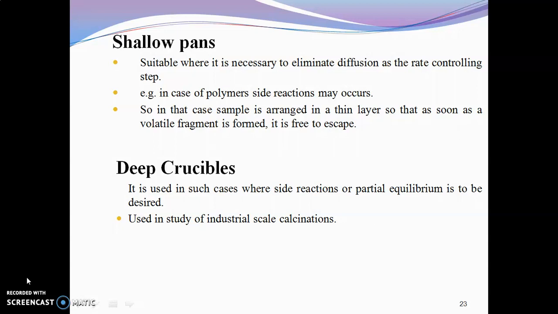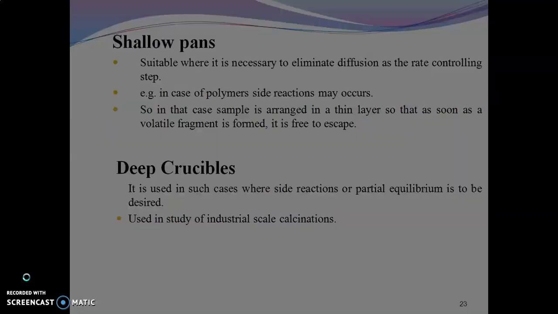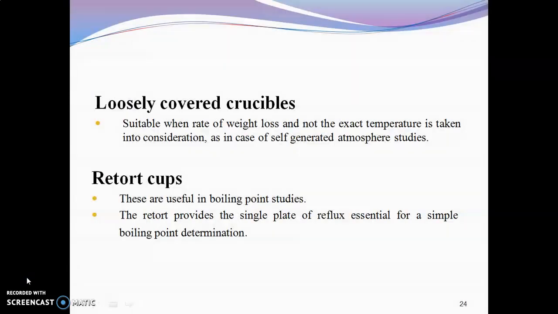Next is the deep crucible. It is used in cases where side reactions or partial equilibrium is desired. It is also used in the study of industrial scale calcinations. Then the loosely covered crucible. It is suitable when the rate of weight loss and not the exact temperature is taken into consideration, as in case of self-generated atmosphere studies.